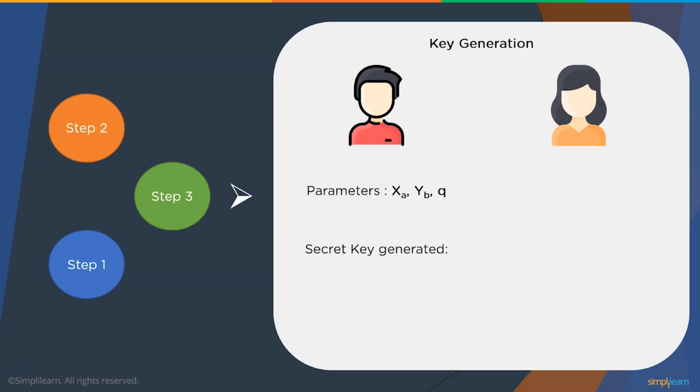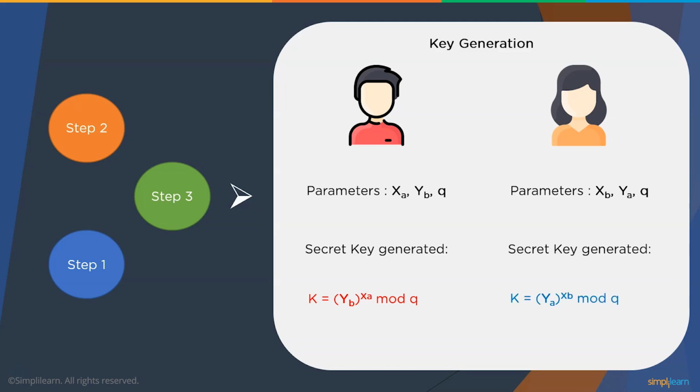To calculate the secret key, or the secret color as denoted by brown in the color theory, the formula we're going to use is YB to the power XA mod Q. For the second user, we're going to use a similar formula but with slightly different parameters. It will be the private key of the user, the public key of the other user, and the value of Q. The formula will be similar in the form of YA to the power XB mod Q.